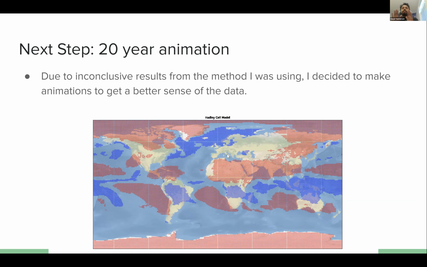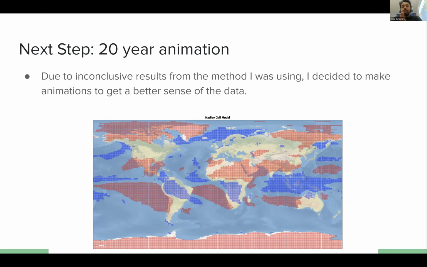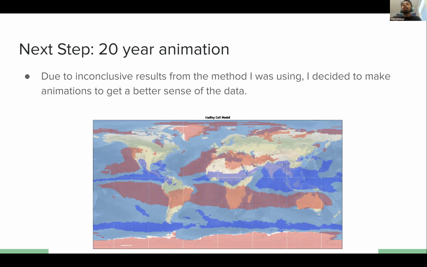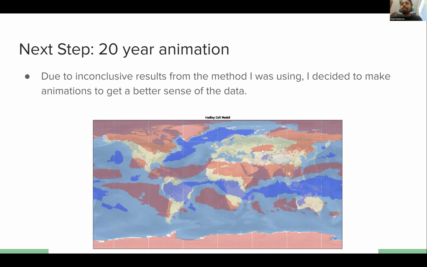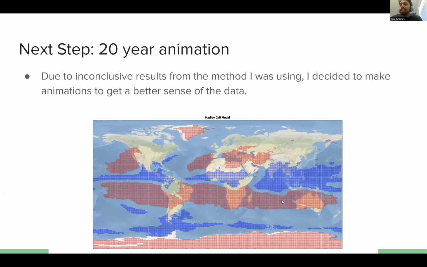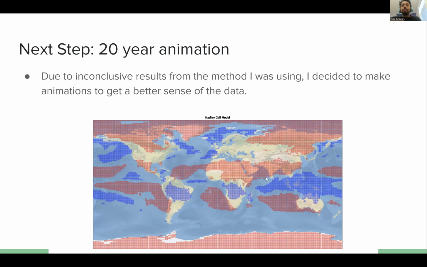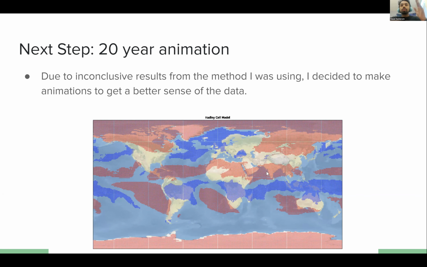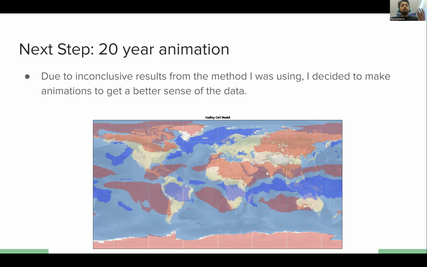And one of the biggest things that helped me realize that I was on the right track in terms of determining the Hadley cell borders, or at least in seeing the dry and the moist areas correctly, was India, actually. India was a huge indicator for me personally, because the one thing I know is that India has really, really dry periods and also really, really wet periods.